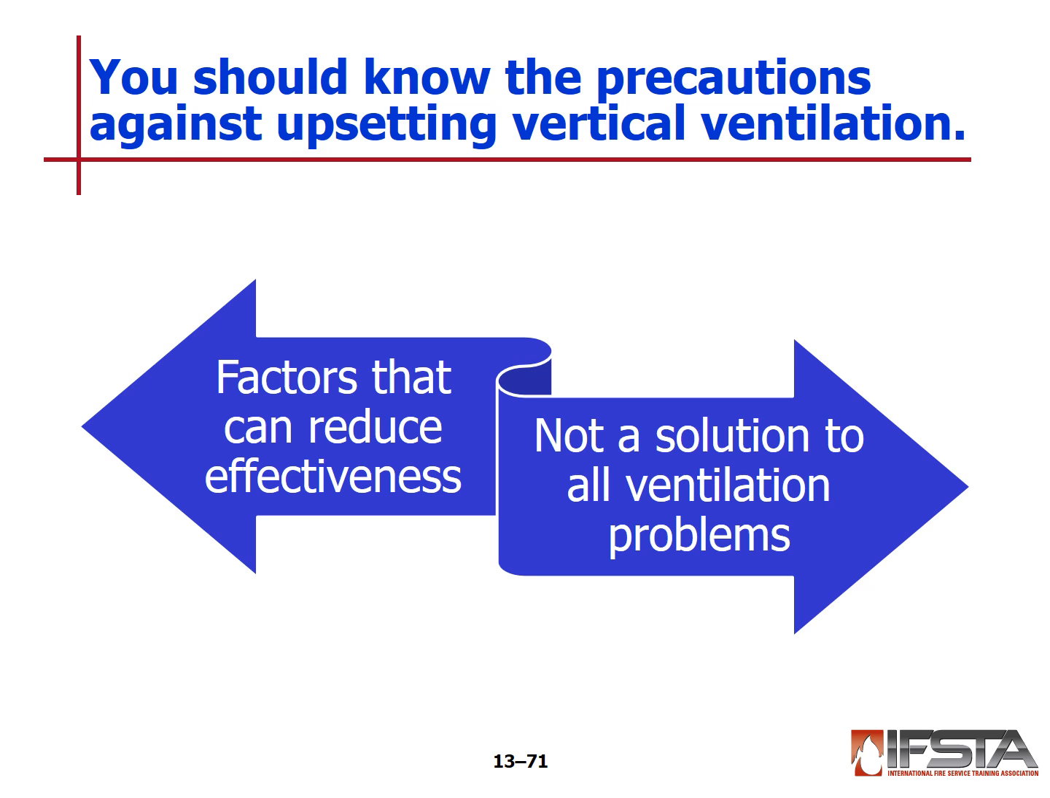Know the factors up against upsetting the vertical ventilation. What factors are we going to have that can affect and reduce the effectiveness? That ceiling, that's going to reduce the effectiveness. It's not a solution to all ventilation problems. You're not going to be able to get it all out, because just the area that you have placed that hole, that's great for maybe that compartment, but it does nothing for the compartment that's maybe 7 feet away from it that's barricaded by another wall.